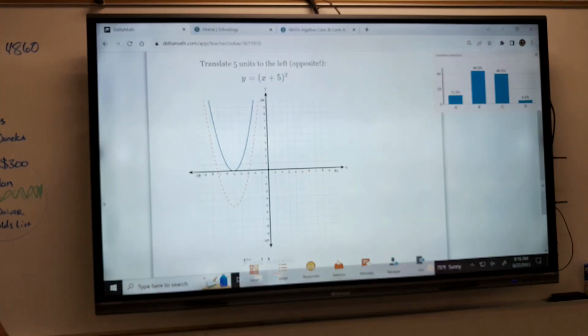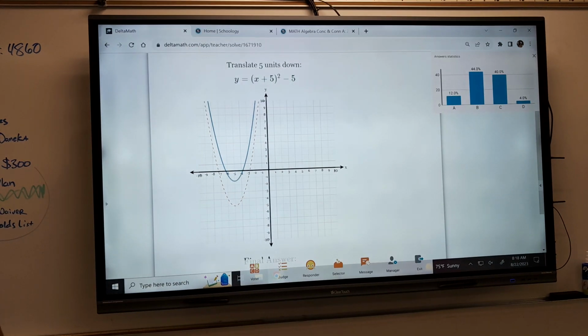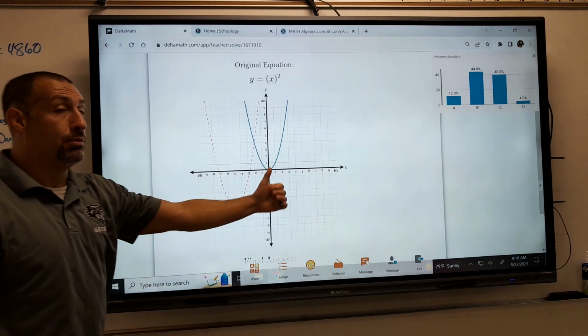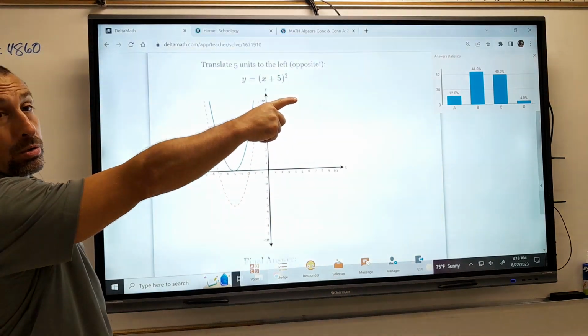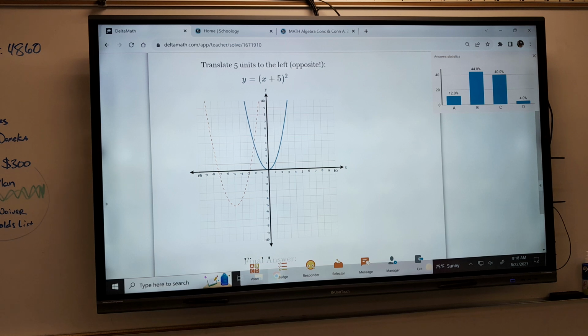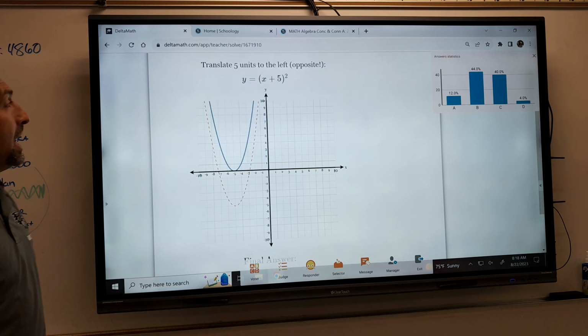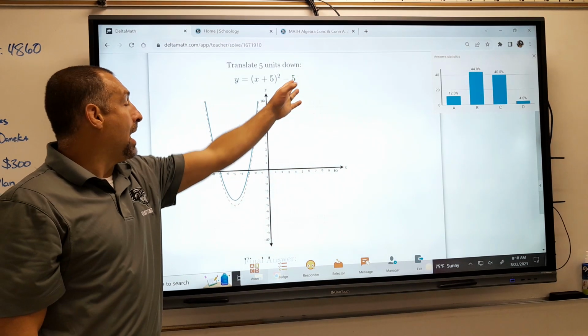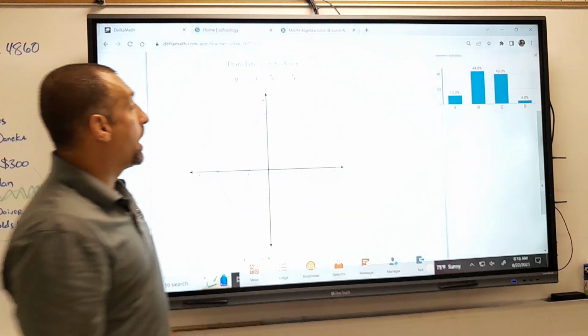Here's what should have happened. It should have been +5 and then -5. +5 on the inside moves it left. The key's on the board, circled in pink. +5 is left, or plus is left on the inside, and minus is right. And then on the outside, minus is down. Okay.